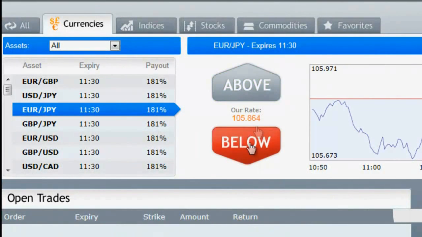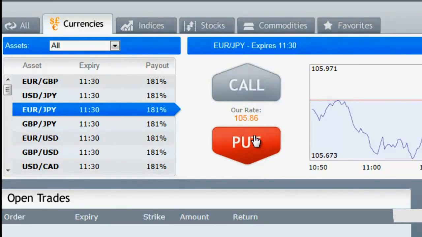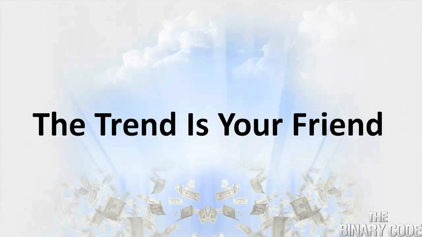Now, let's talk about the original topic. We must decide whether a course will drop or will increase. The nice thing is, no matter how much a price rises or falls, we will always make 81% profit per trade, even if the change is only 0.01%. Our profit is 81%.